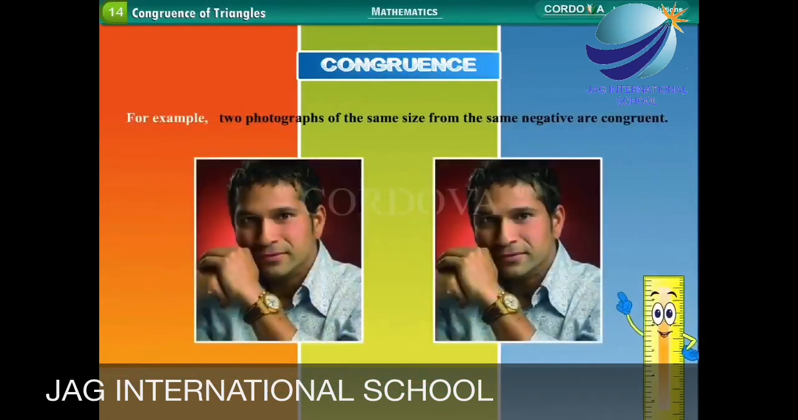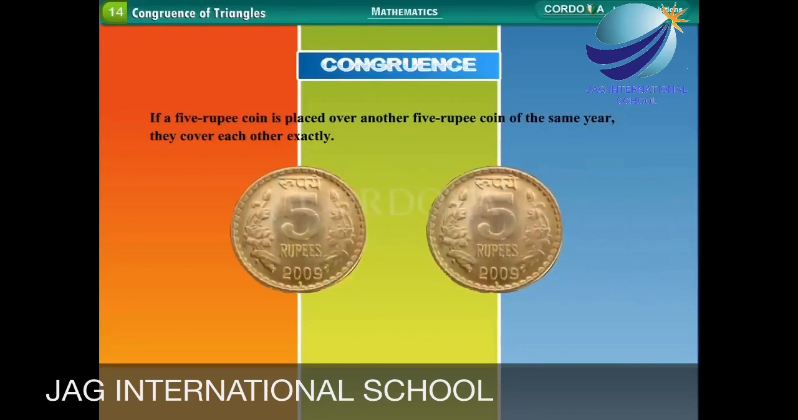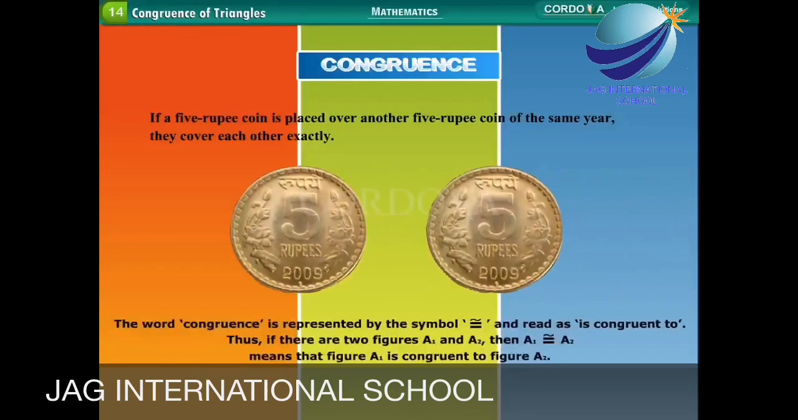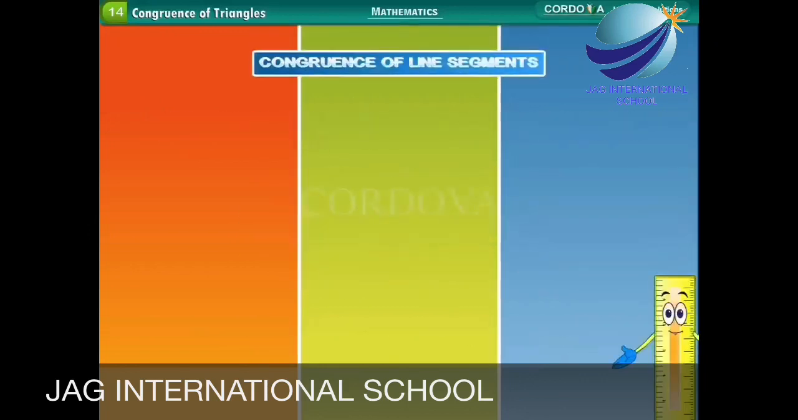For example, two photographs of the same size from the same negative are congruent. If a 5-rupee coin is placed over another 5-rupee coin of the same year, they cover each other exactly. The word congruence is represented by the symbol ≅ and read as "is congruent to". Thus, if there are two figures, A1 and A2, then A1 ≅ A2 means that figure A1 is congruent to figure A2.